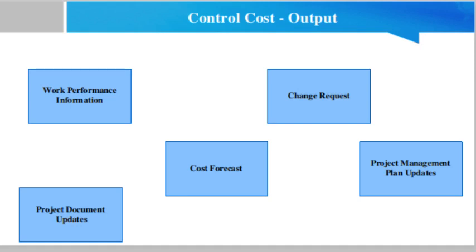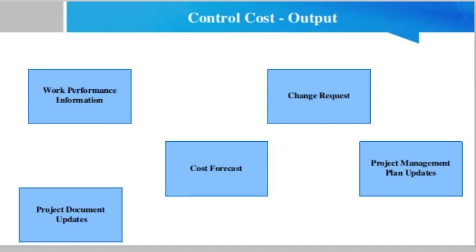Cost forecast. Either a calculated EAC value or a bottom up EAC value is documented and communicated to the stakeholders. Change request. Analysis of project performance may result in a change request to the cost and schedule baselines or other components of the project management plan. Change requests are processed for review and disposition through the perform integrated change control process.